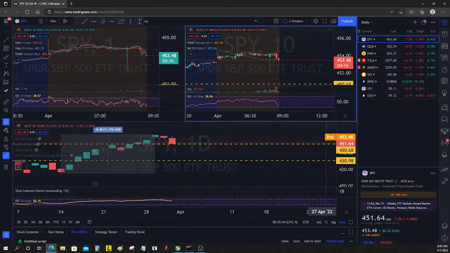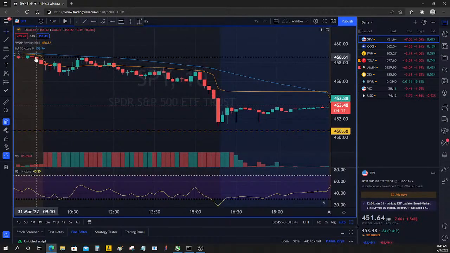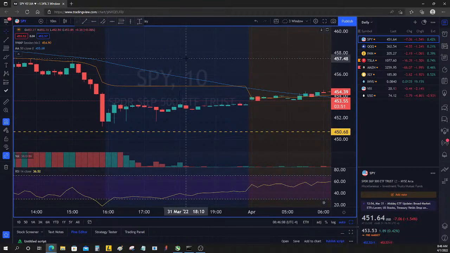I'll go to the 10-minute. I'll give a better depiction. So here's the end of the day. It's just kind of meandering downward, and then it hit a little bit after 3 o'clock here, and you can see it just started to sell off pretty heavily into the close. Usually when the market closes like that, it's usually an indication that there's going to be more pressure.